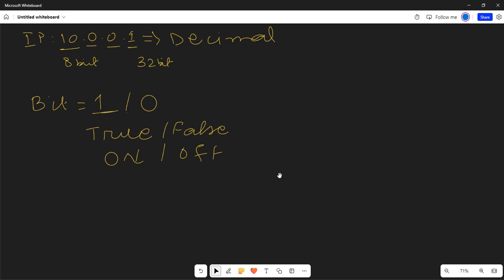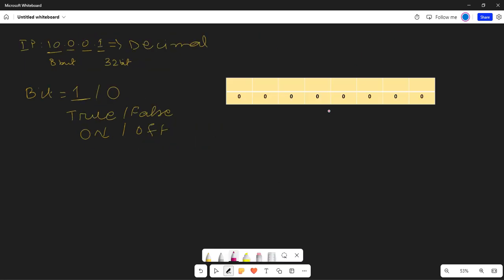Let's see that. Now, here you see I have a simple table, and in this table I have 8 bits, and these 8 bits are right now off. I have given 0 to all the bits. Now, this 8-bit is actually 1 byte, right? This 8-bit is actually 1 byte. Or we can also call it an octet. It is also called an octet.